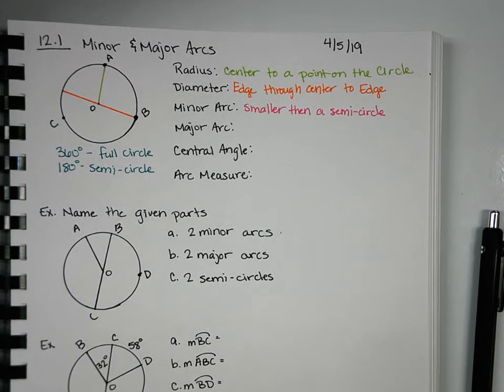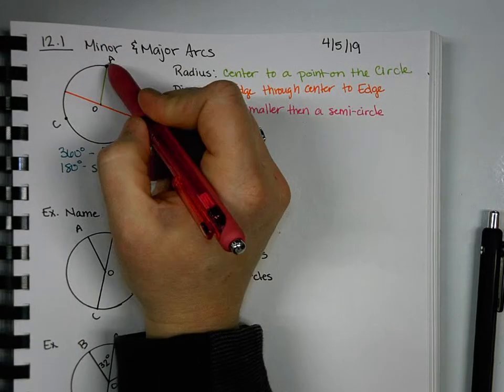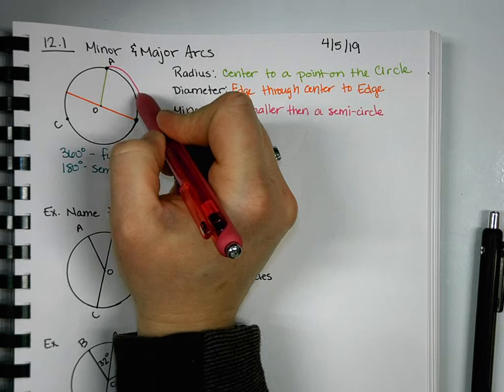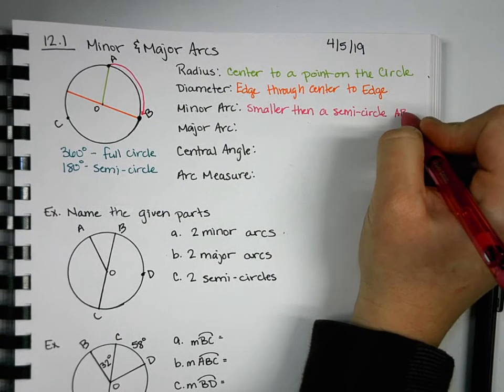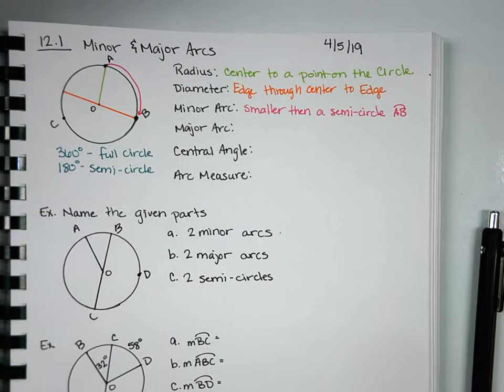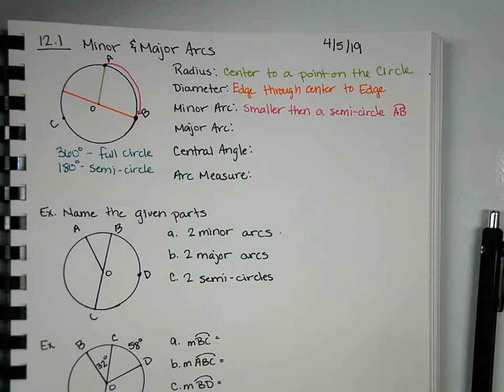How do we label it? We label it with 2 points, the endpoints. So if I'm talking about the arc from A to B, I would write A to B with an arc over it. That means arc AB.